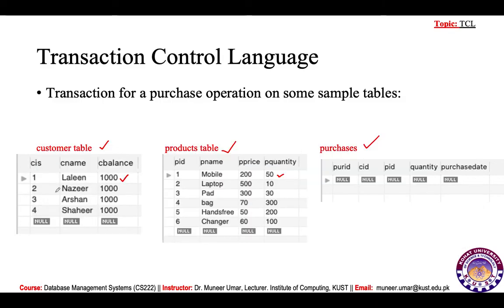Now suppose that customer 1, Lalin, bought a mobile phone, so it would have PID equal to 1 and the quantity would be 1. So here we will have 1 and 1. The quantity is also 1 and the date would be the present date and time. The purchase ID is an auto increment number, so it would be generated and inserted automatically, so there is no need to mention it in the insert query.